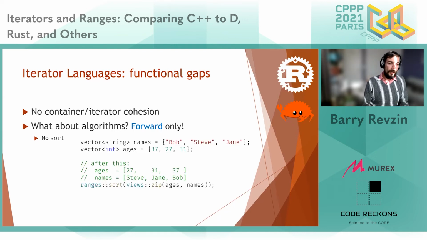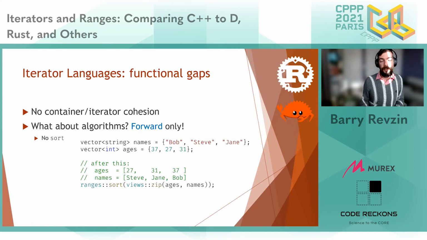So in C++, if I had a vector of names and a vector of ages, I could zip them and sort the result. And this is something that works just fine. The outcome of this would be sorting both ranges at the same time. We can do this because with random access iterators, we can sort any arbitrary random access range. But we can't do that in the Rust model. It doesn't have the ability to support this operation.